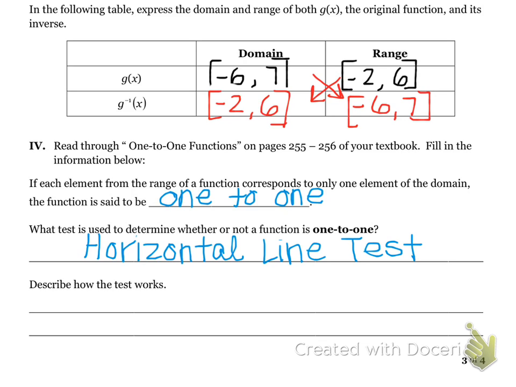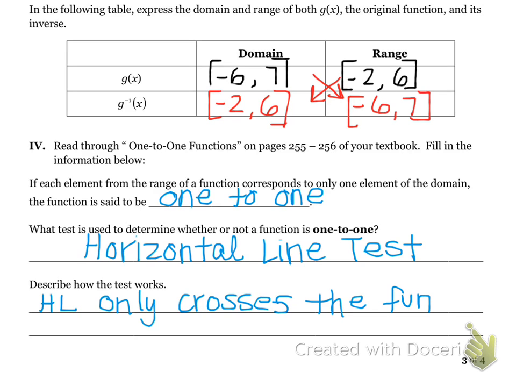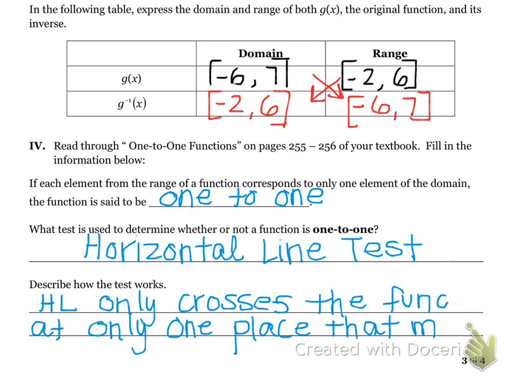It works very similar to the vertical line test. So if the horizontal line only crosses the function at only one place, that means the function is one-to-one.